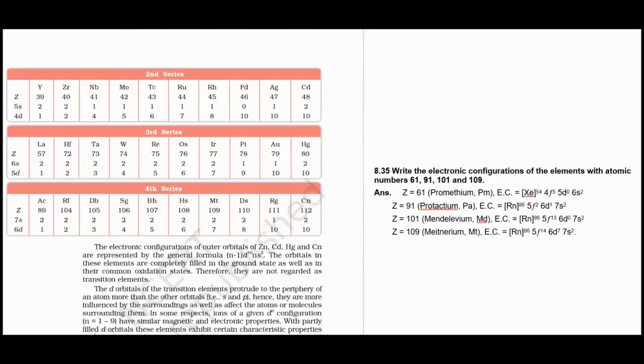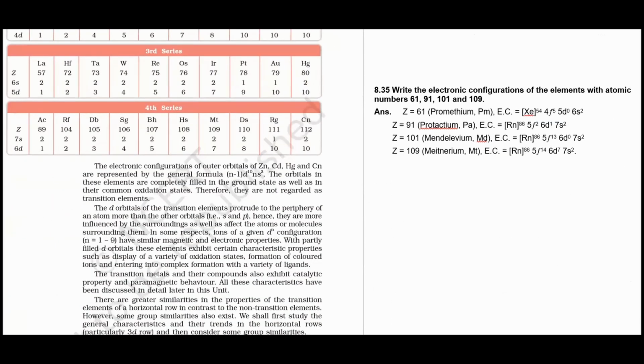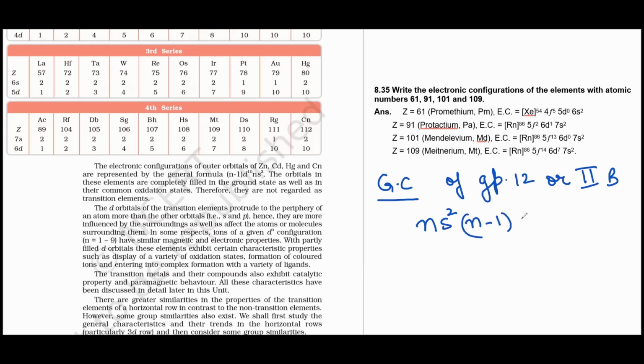Write electronic configurations of any of these atomic numbers. General configuration of group 12, which is also group 2B according to Mendeleev's classification. If they ask you, the general configuration is going to be ns2 (n-1)d10. This way, the general configuration of any group can be asked.